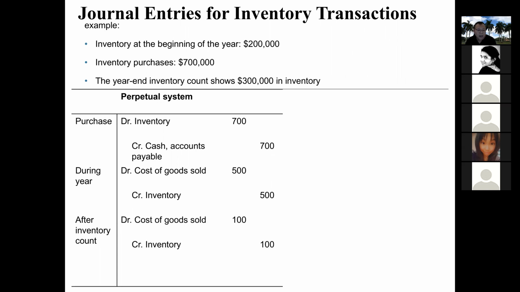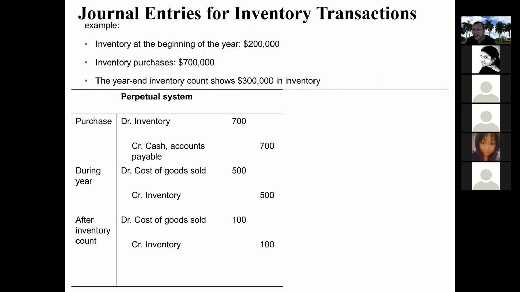Okay. And after the inventory count, you have to reconcile, right? You have to reconcile to figure out what's the amount of the inventory shrinkage. So you credit inventory for the amount of the shrinkage, and you debit the cost of goods sold. Okay, does this make sense?